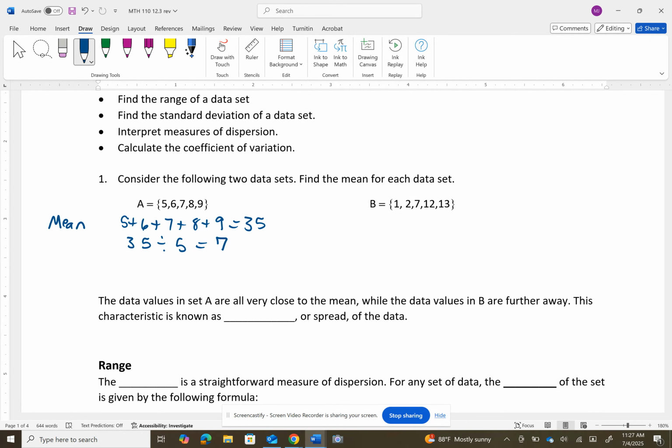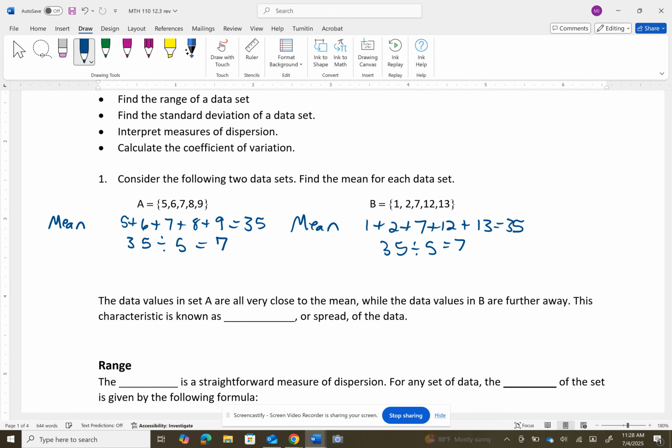All right, now that data set had numbers 5, 6, 7, 8, and 9. All right, let's look over here at data set B and calculate the mean. So very different feeling data set. 1 plus 2 plus 7, and then 12 and 13. All that added up is also equal to 35. So the mean, since there's just 5 data values, is also going to be 7.